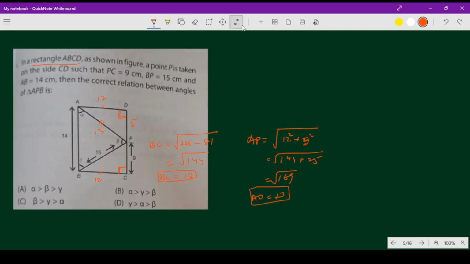Now in this triangle APB, the sides are 14, 15, and 13. The bigger one is 15. The opposite is alpha, which means alpha is bigger. The next one, smaller than 15, is 14. So opposite of this is beta, then beta is bigger than gamma. So alpha is the greatest angle, then beta, and then gamma. Which is given in option number A. So option number A is correct.